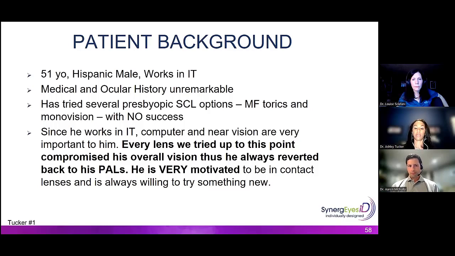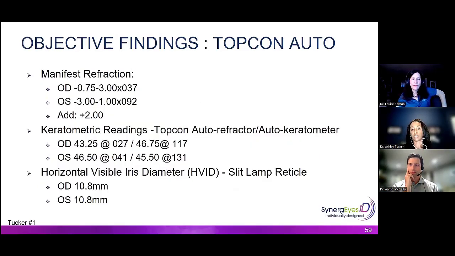It was a bit of a feat. Every lens we tried up to this point compromised his overall vision. Even at times when we got great distance vision, if his near vision wasn't going to cut it, he would cut that option out immediately and revert back to his progressives. So the thing that's wonderful about this patient, though, is that he was very motivated. Whenever I had an idea or something new that I wanted to try, he was the first one that I would think of.